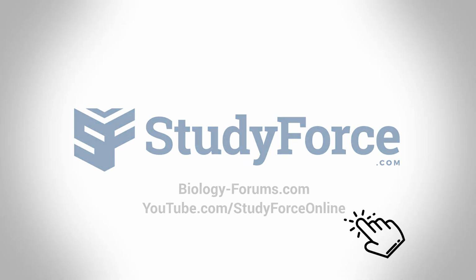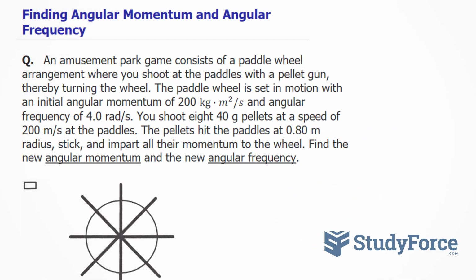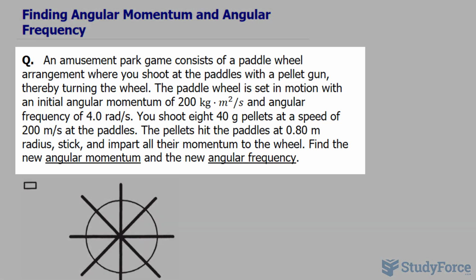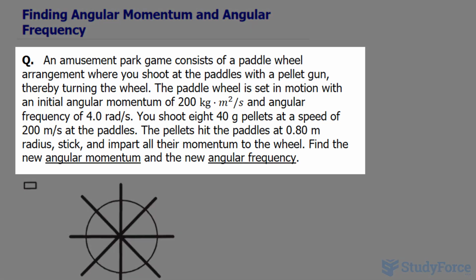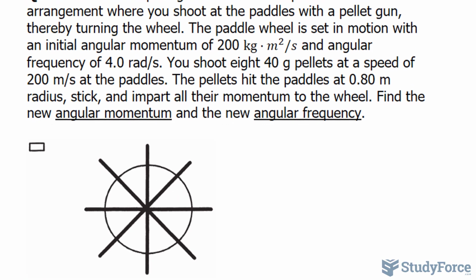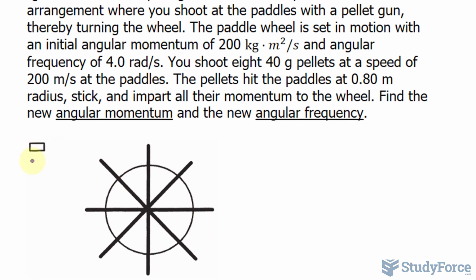In this lesson, we'll go through a physics problem where we learn how to find the angular momentum and angular frequency. The question reads: an amusement park game consists of a paddle wheel arrangement where you shoot at the paddle with a pellet gun, thereby turning the wheel. So here's the wheel, and let's say that this is a pellet from that gun.